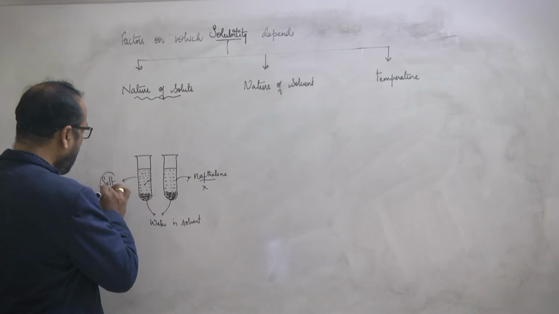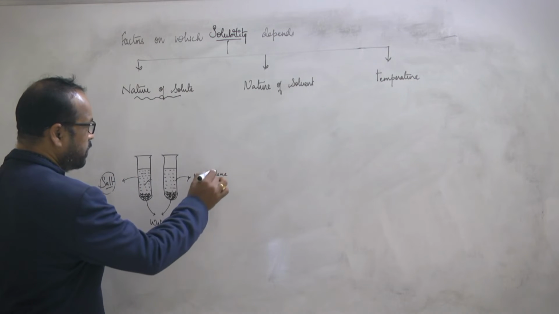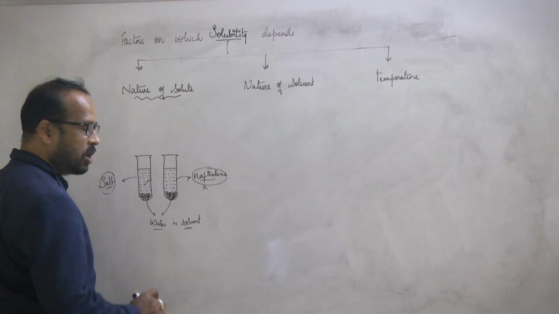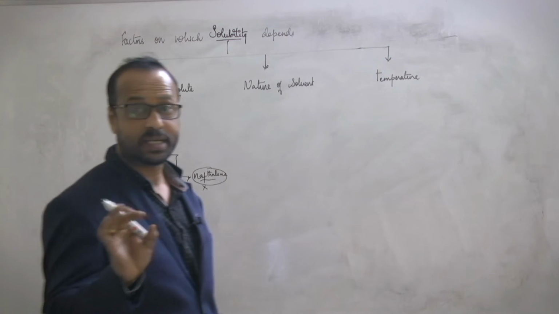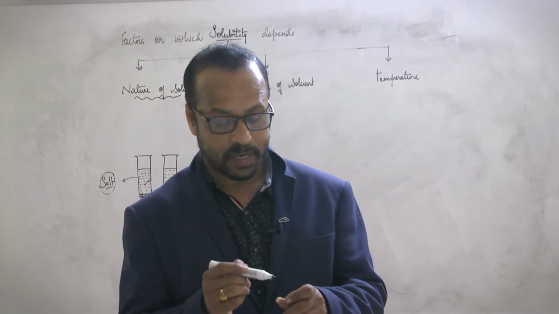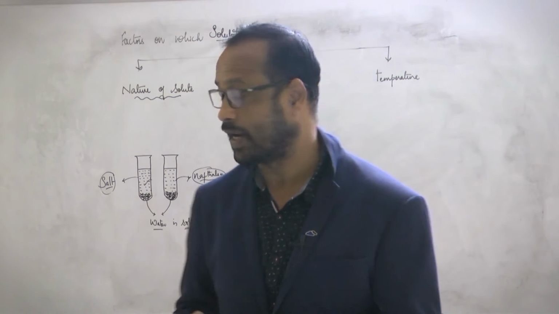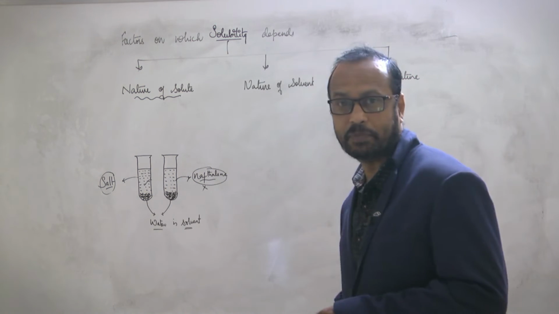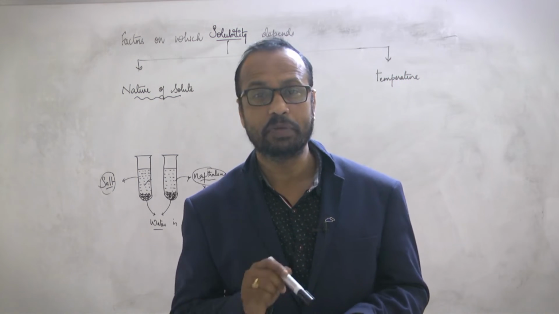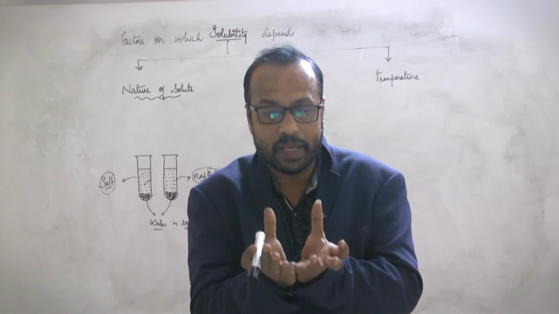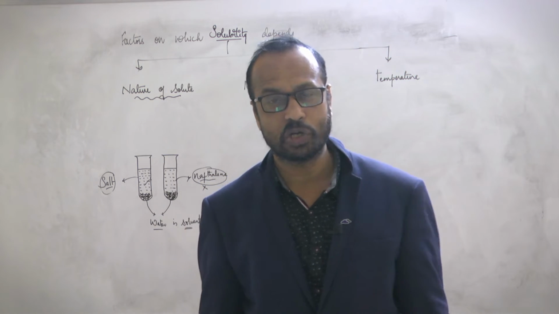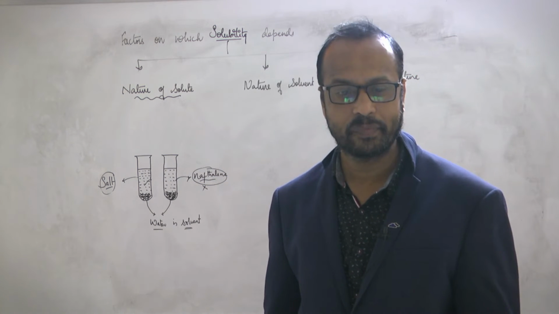So here salt is dissolving in the water, but naphthalene is not dissolving. But in both cases, the solvent is water, right? Here the solutes are different, salt and naphthalene. Salt is dissolving, but naphthalene is not dissolving. So the meaning is what? Here, solubility depends on the nature of the solute. Is this clear to you?